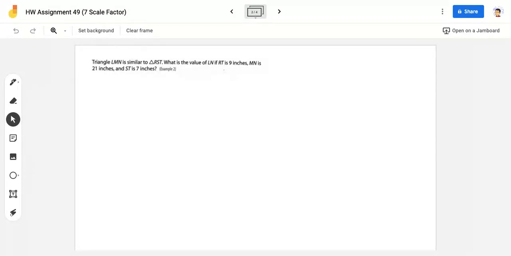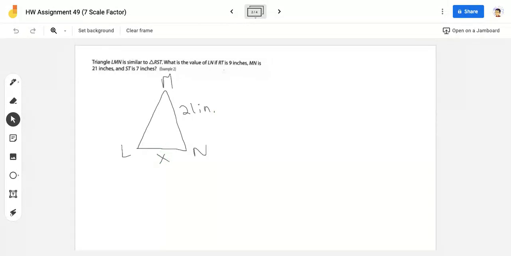Okay, so they're giving us some information here. Let's draw out our triangles. Let's start with triangle LMN. I'm just going to draw a random triangle. I don't know exactly what it looks like, but that's going to be our triangle LMN. What are we told about it? Find the value of LN. MN is 21 inches. We're looking for LN, which is right here, so that's going to be our variable.